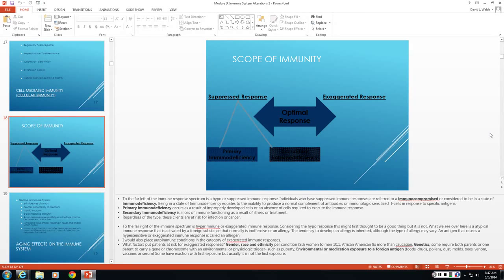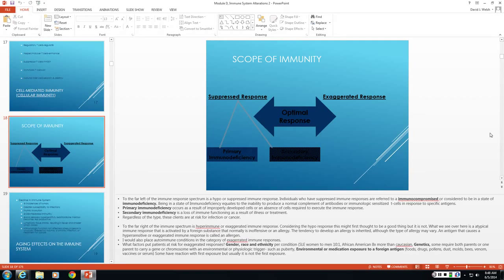So to the far left of the immune response spectrum is a hypo or suppressed immune response. Now, individuals who have a suppressed immune response are referred to as immunocompromised or considered to be in a state of immunodeficiency. Now, being in a state of immunodeficiency equates to the inability to produce a normal complement of antibodies or immunologically sensitized T cells in response to specific antigens.